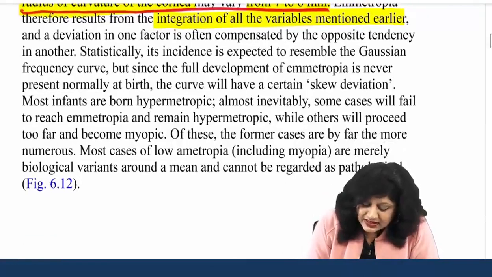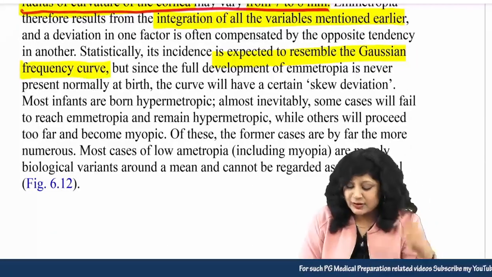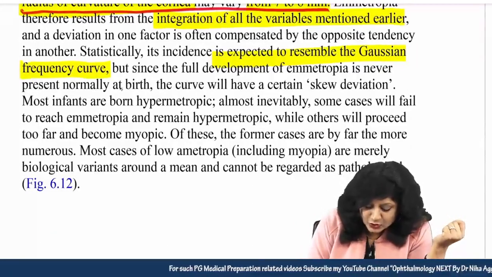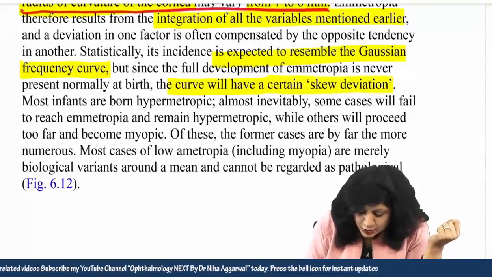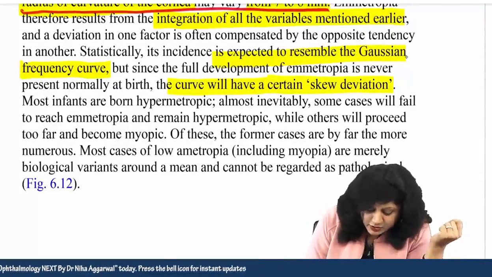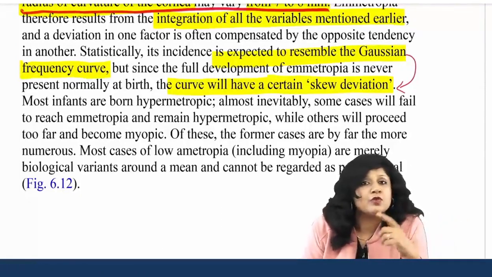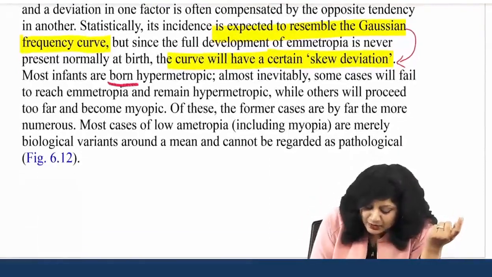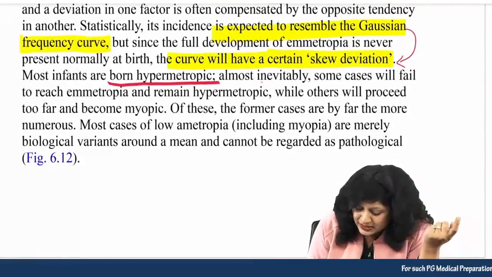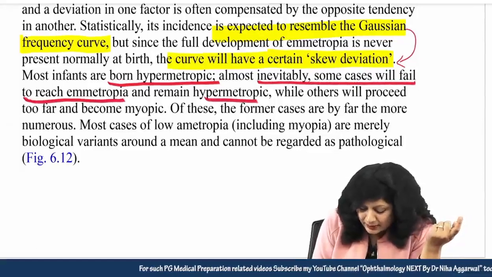Alright, statistically its incidence is expected to result from the Gaussian frequency curve, but since the full development of emmetropia is never present normally at birth, the curve will have a skew deviation. So they can ask you that this Gaussian frequency curve will show a skew deviation because no one is emmetropic at the time of birth. Most infants are born hypermetropic. Almost inevitably, some cases will fail to reach emmetropia and remain hypermetropic.